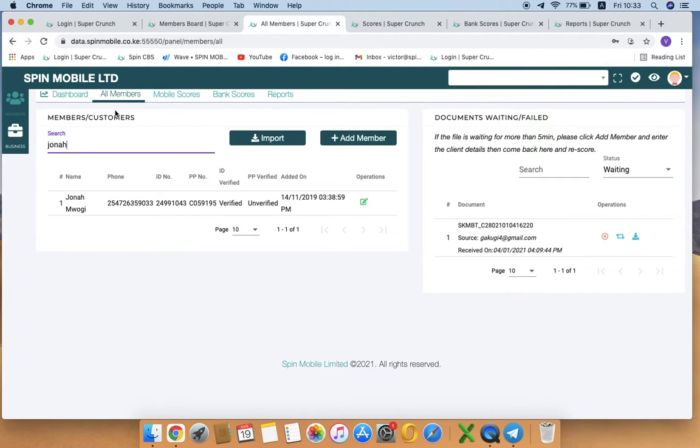Now, on the members section, you not only are able to see the names of the individuals who have forwarded their financial statements, we show their phone numbers, we show their identification number. For those who use passport, we also show the passport number. And this is very important, this section that talks about ID verified.